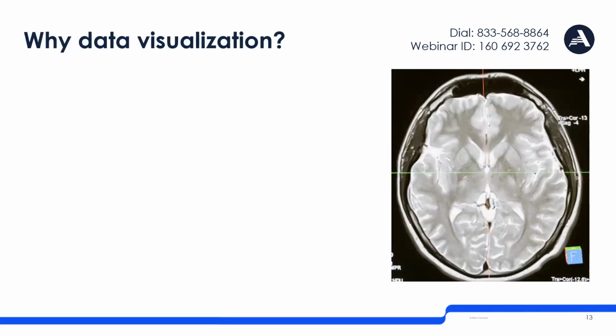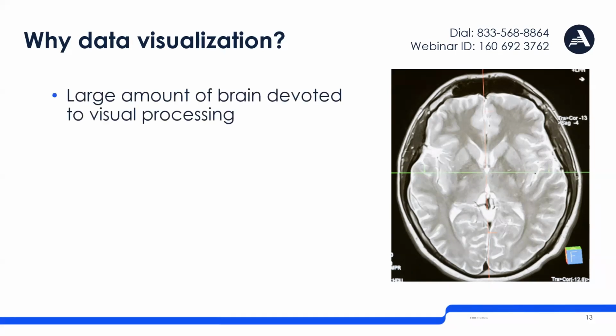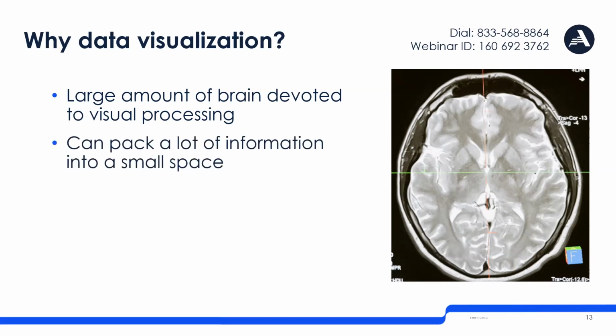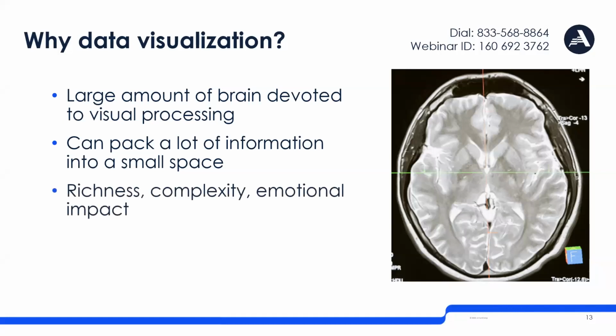Why is data visualization a good way of conveying meaning? Well, a large amount of our brain is devoted to visual processing, so we can absorb a lot of information quickly when we present things visually. This means that we can pack a lot of information in a small space. And you can maintain the richness and complexity of data while also driving home certain points and potentially having a greater emotional impact.